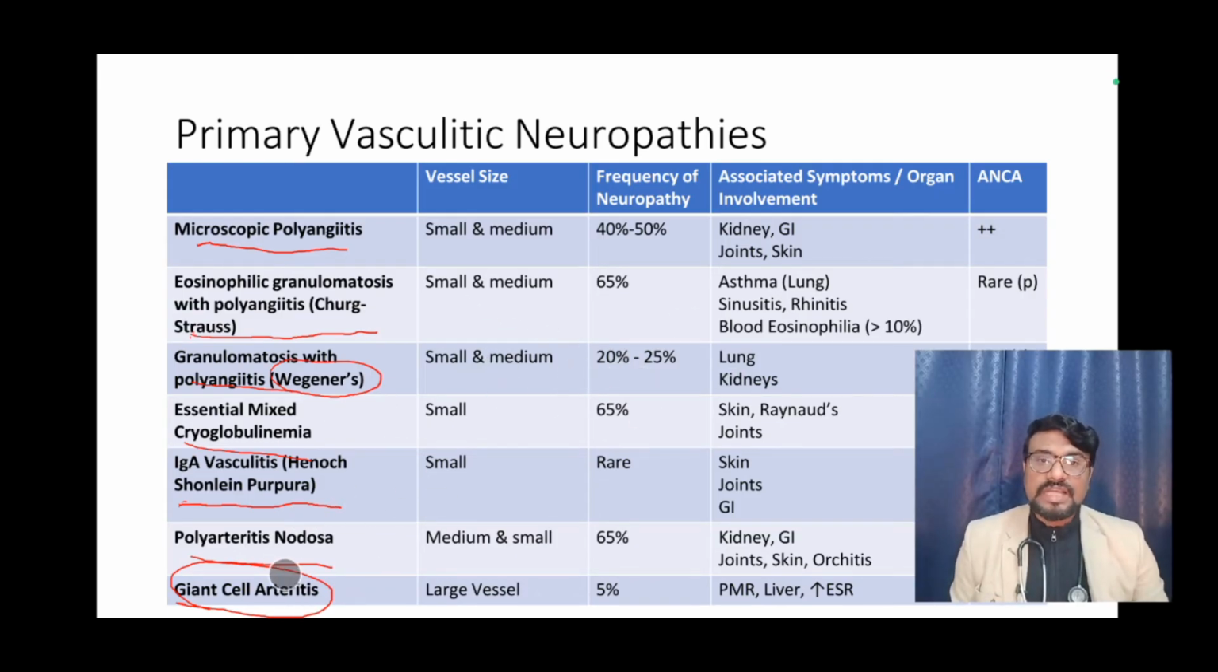Out of these, giant cell arteritis is associated with large vessel vasculitis, polyarteritis nodosa with medium and small vessel vasculitis. Microscopic polyangiitis, eosinophilic granulomatosis with polyangiitis, and Wegener's are small to medium vessel vasculitis, whereas essential mixed cryoglobulinemia and IgA associated vasculitis are small vessel vasculitis.